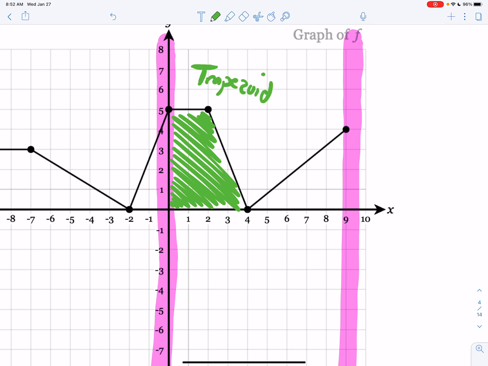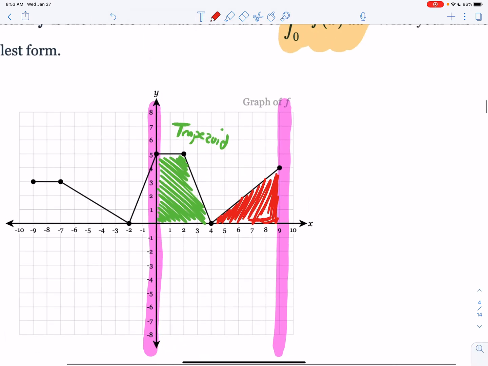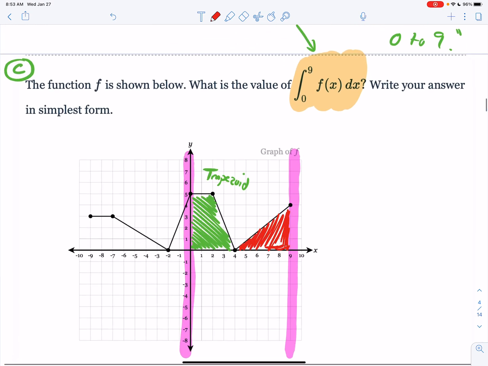Okay? And this over here, I'll color it in red, is really just a right triangle. Okay? So if I can find the area of those two, I can just add them up, and then that'll be my net area. Notice how they're both above the x-axis, so I know the areas are going to come out positive, okay? So here we go.